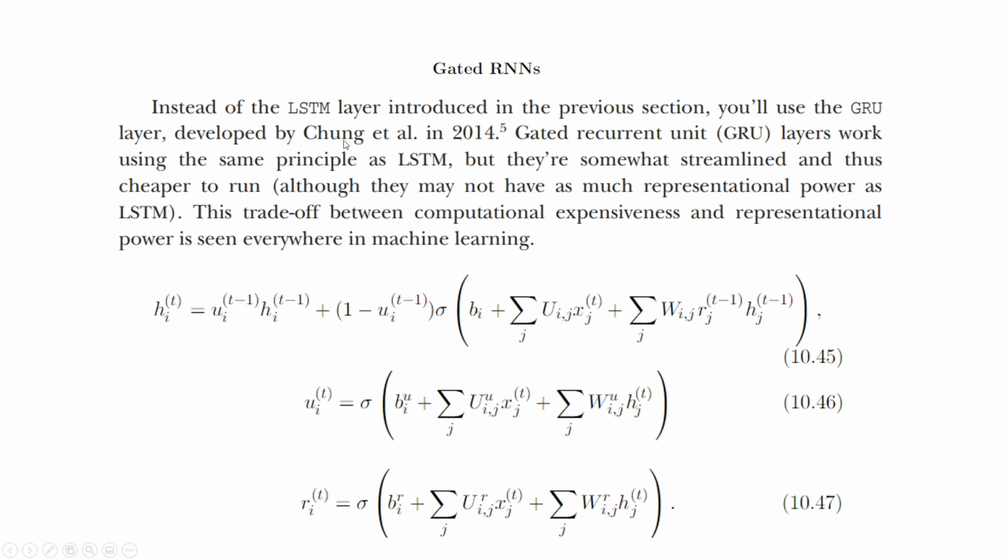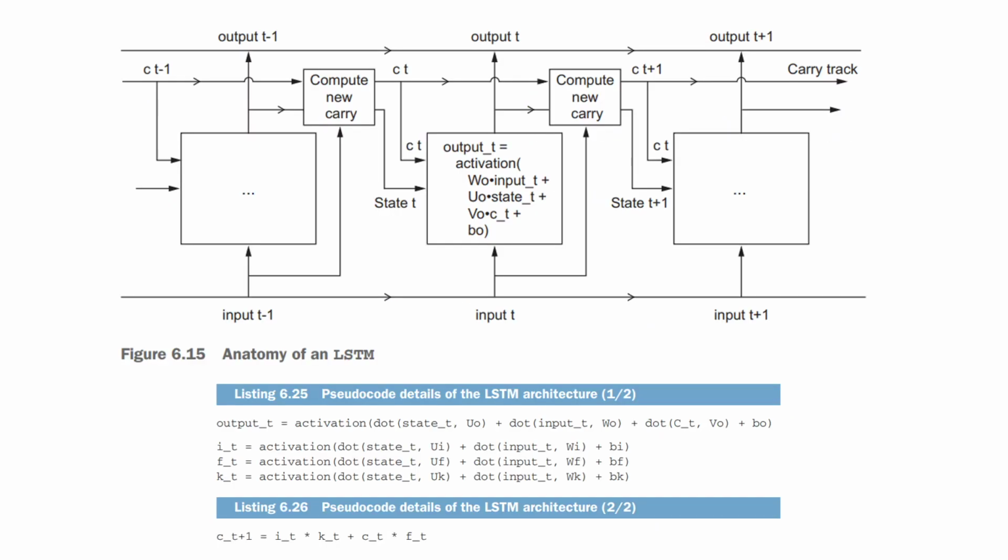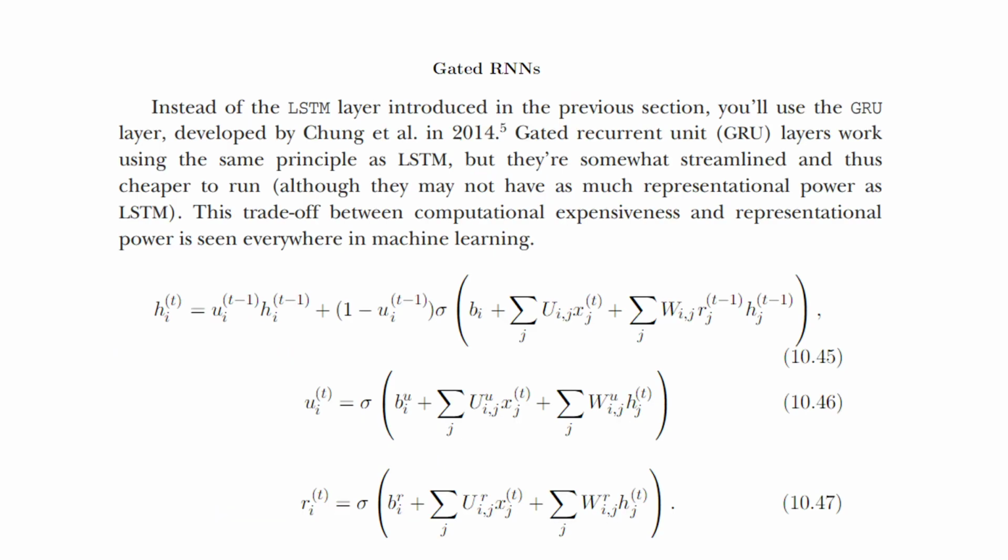He mentions that Chung is the inventor of this, and that GRU, a gated recurrent unit, is a streamlined version of LSTM. Let's take a look at LSTM. You can take a look at the previous video that talks more about this. So this should be easier to compute, but less expressive. And he mentions that in neural networks and deep learning, you usually see that trade-off between expressiveness and precision and computational capacity.